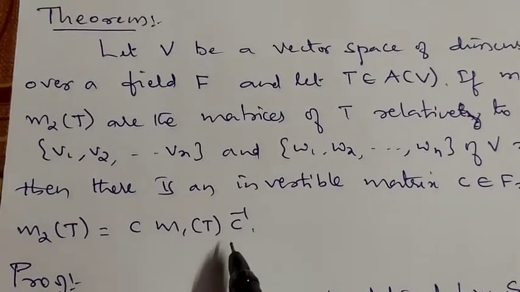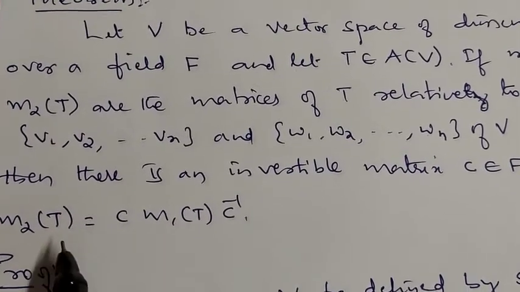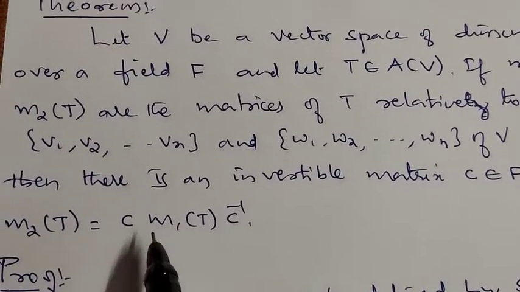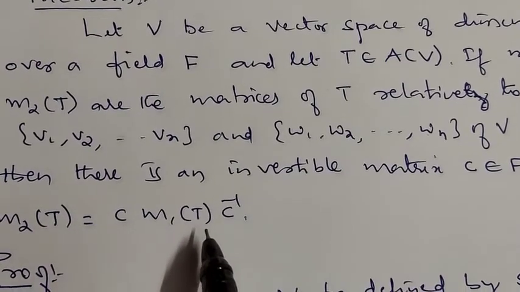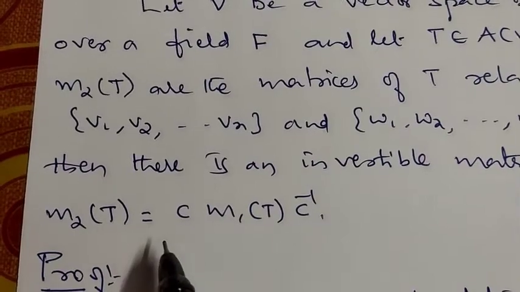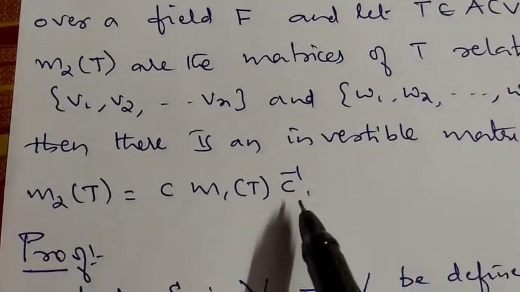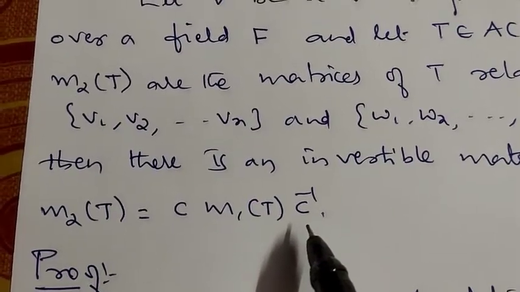You observe this. The matrices M1 and M2 are related by this relation: M2 of T is equal to C times M1 of T into C inverse, or in other words M1 of T can also be written as some D into M2 of T into D inverse. One and the same.